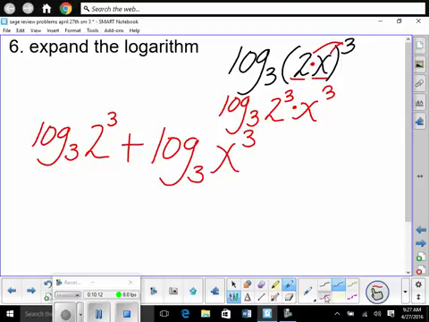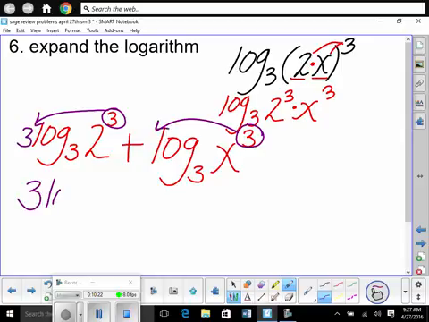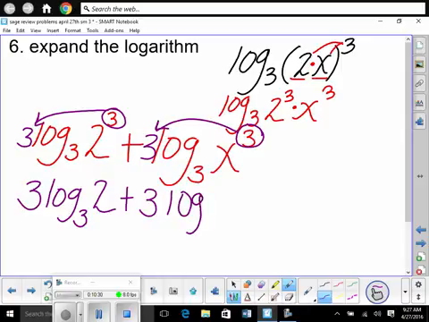So now wouldn't we grab our exponent, pull it down in front, grab our exponent, pull it down in front. So we'll have 3 log to the base 3 of 2 plus 3 log to the base 3 of x. Now that is expanded. That would be acceptable as an answer.